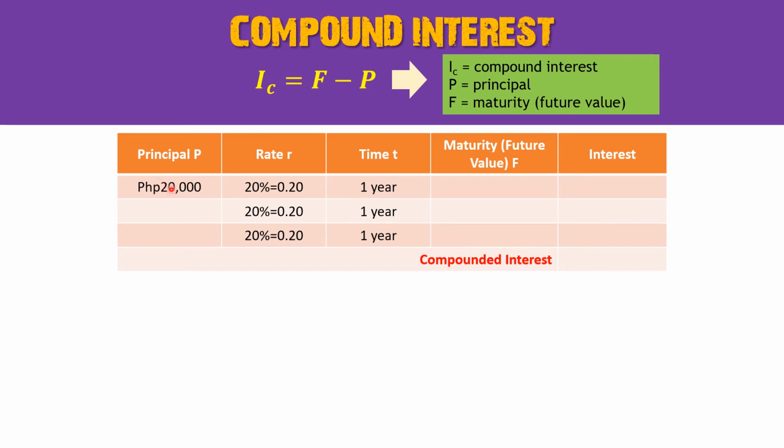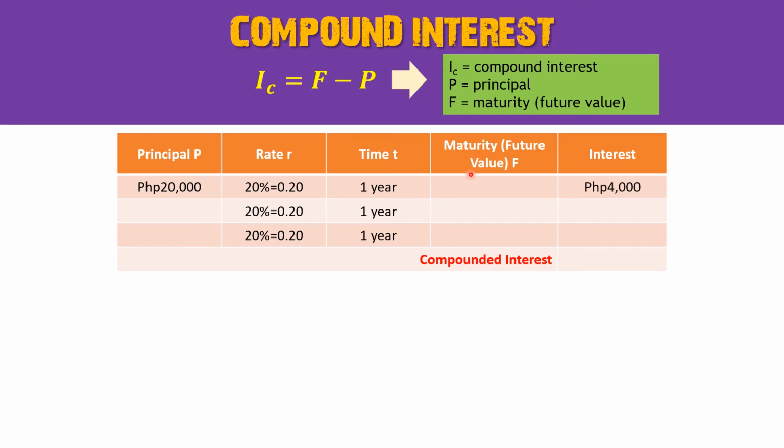So the given here is the principal P, 20,000. The rate is 20%, that is equal to 0.20. The time is 1 year. On the table, as you can see, meron tayong 1 year, 1 year, 1 year. So 3 years. Ibig sabihin, yung hiniram na pera is for 3 years. So using the simple interest, we're gonna have to multiply principal times rate times time in order for us to get the value of the interest. So 20,000 times 0.20 times 1, the interest is 4,000 pesos.